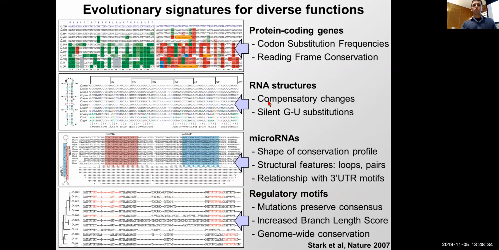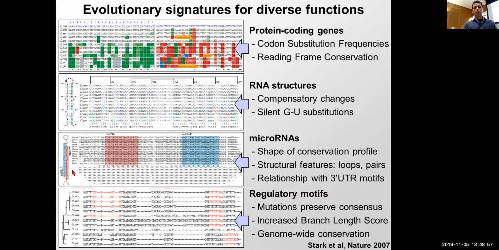For RNA structures, they're compensatory changes that change here and there while maintaining the folding, or silent GU substitutions that maintain pairing. For example, if you have an AU, you can change it to a GU, or if you have a GC, you can change it to a GU, because RNA pairing is more promiscuous than DNA-based pairing.